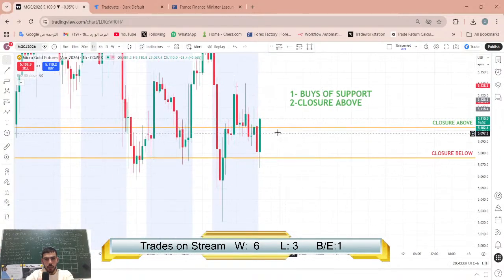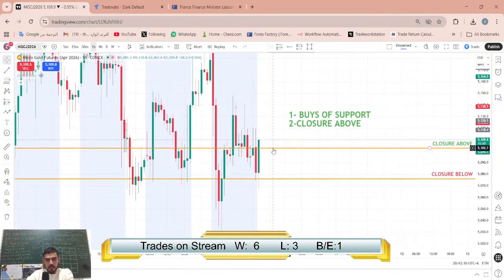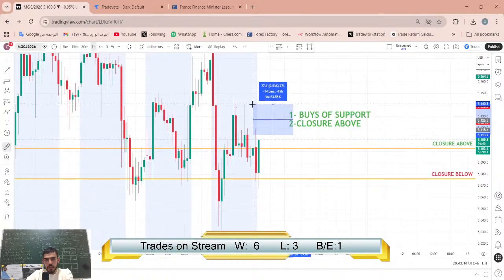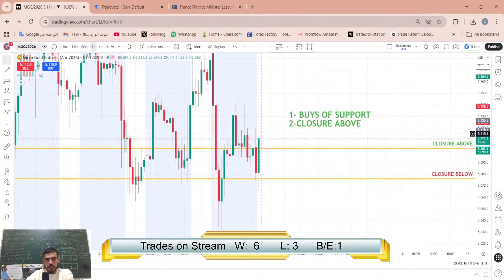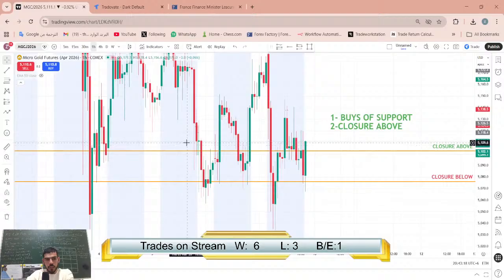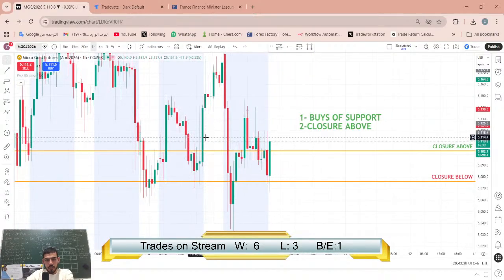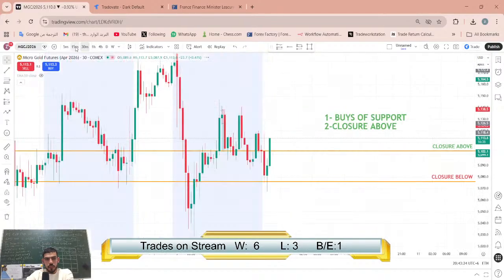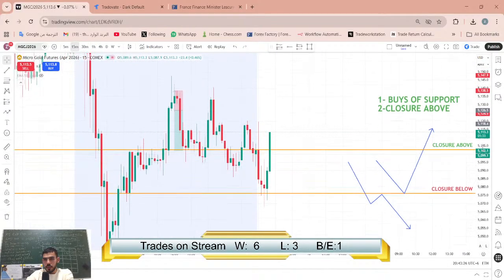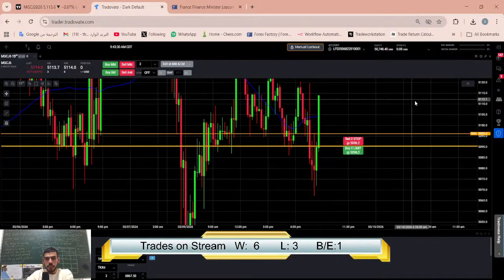To be honest, on the 1 hour it looks good, but the closure should be above here, this area. Yep, much cleaner buys above this area right above here. So let's wait 15 minutes. It's going to close in about 1 minute and 30 seconds.